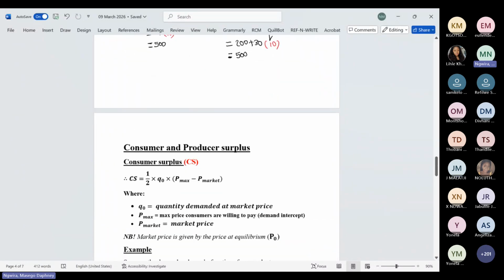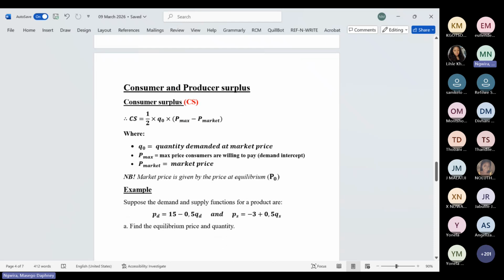Let's go to consumer and producer surplus. They're saying, from your notes, that consumer surplus is the difference between what consumers are willing and able to spend on a product and what they actually spend at the market price. And then they're saying a market price of a product is often lower than the price that consumers are willing to pay.